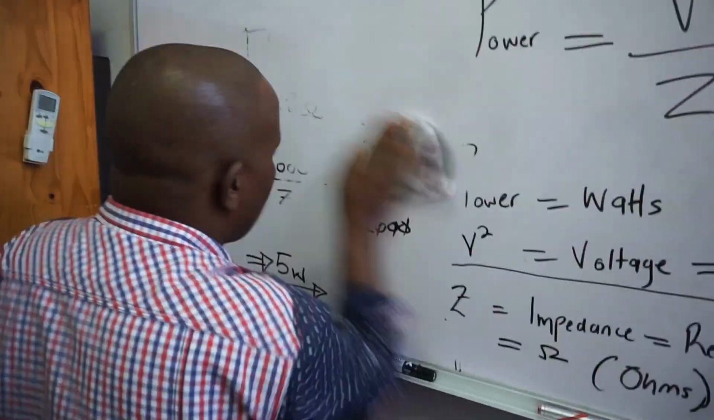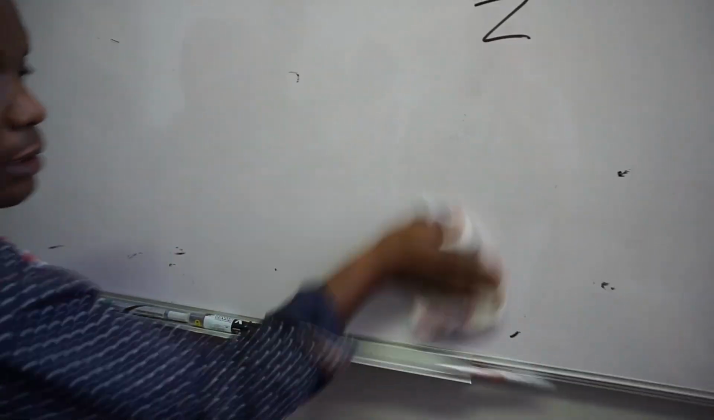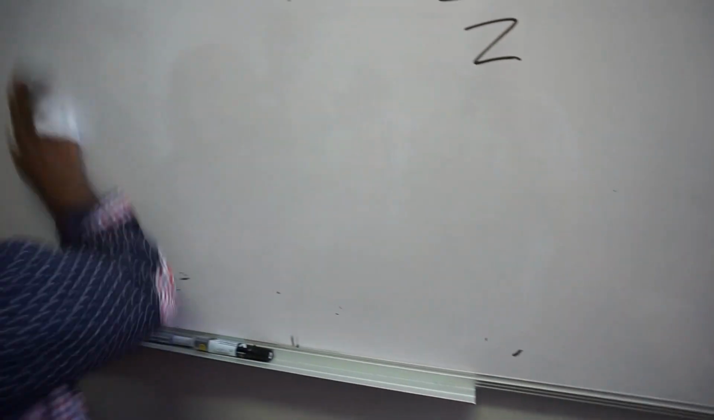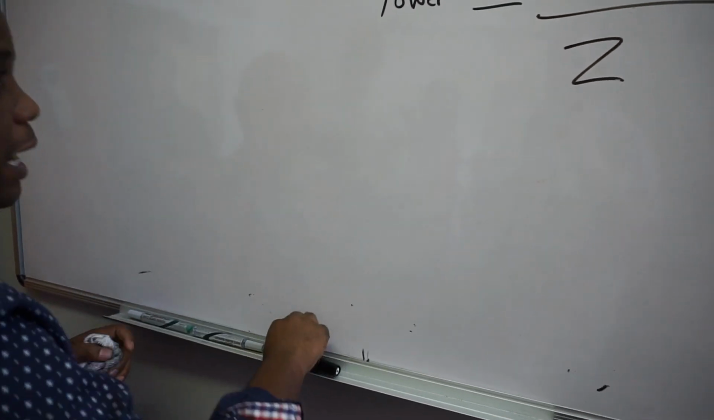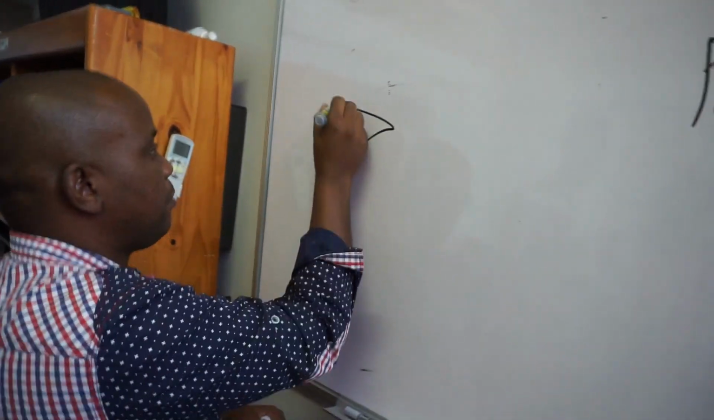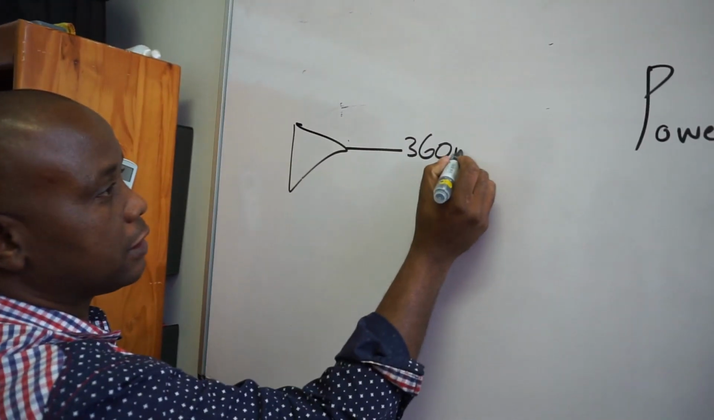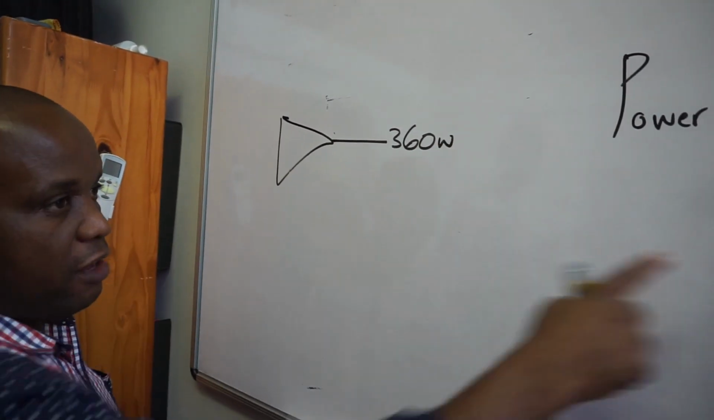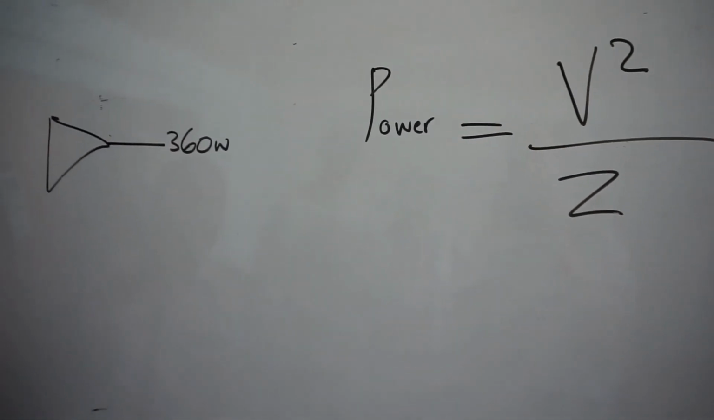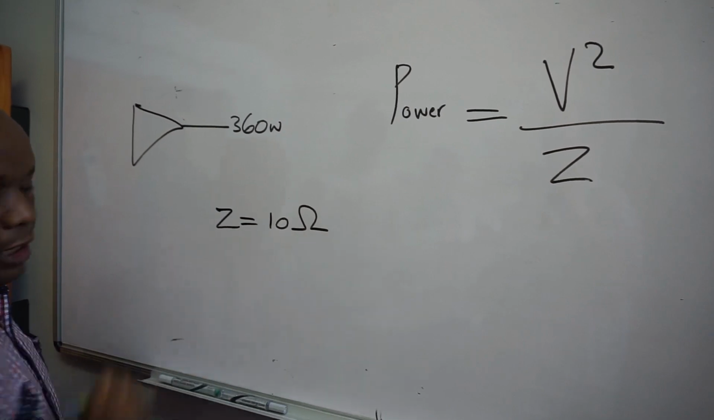I'm assuming I've measured my speaker line, and this speaker line is measuring 10 ohms, all right? To determine whether or not I can connect it to a 360 watt amplifier. There's my amplifier, okay? It's supposed to be at 360 watts. However, I've measured, my Z is saying I am only 10 ohm, right?